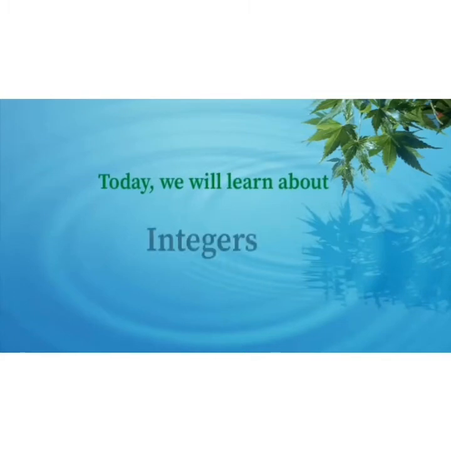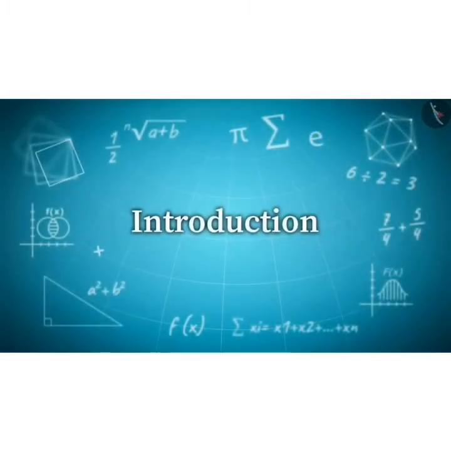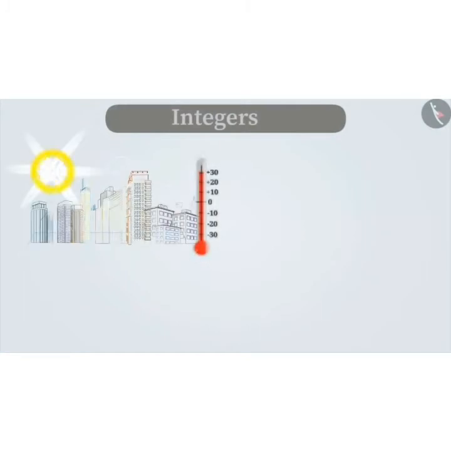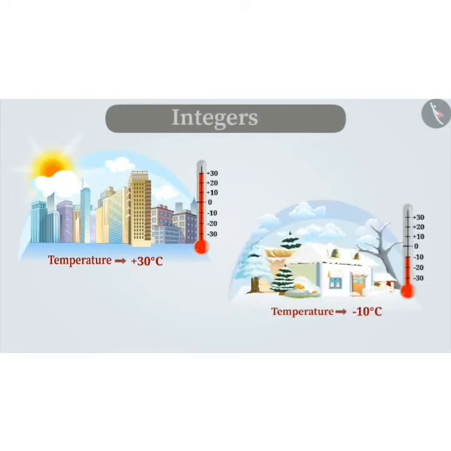Today, we will learn about integers. We come across many situations in our daily life where there is a need to represent numbers with a positive or a negative sign. For example, the temperature of Mumbai is usually above 0 degrees centigrade and is represented with a positive sign before the number. During winters, do you know that the temperature of Srinagar falls below 0 degrees centigrade? This has a negative sign before the number.